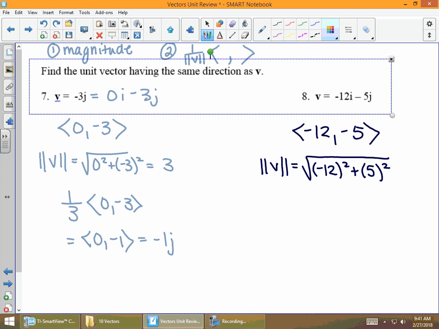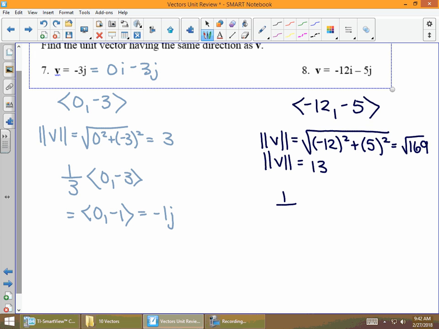If you remember your special right triangles, this is a 5, 12, 13 special right triangle. If you don't remember your special right triangles, you will do this math, get square root of 169, and that is it. We did much uglier examples in class. This one isn't so bad. 1 over your magnitude times your original vector. So negative 12 13ths, negative 5 13ths.